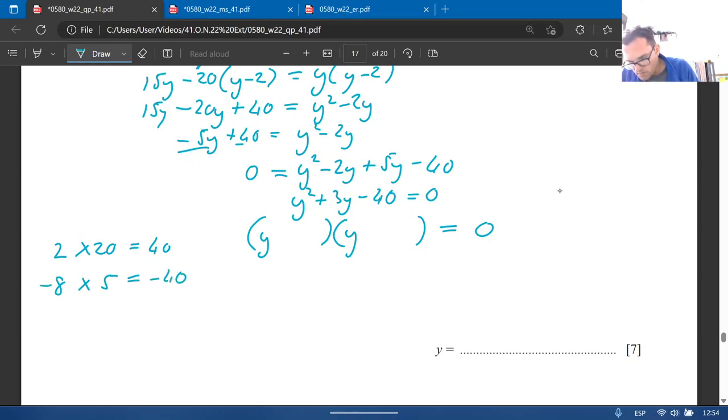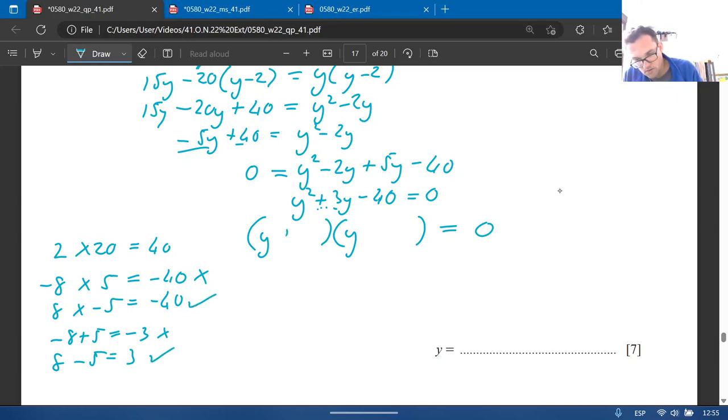Do notice a negative 40. So that means one of them has to be negative. When we add it together, we need to get plus 3y. Now, of course, minus 8 plus 5 gives me minus 3. So that's not going to work. But this one, 8 plus minus 5, that's 3. That's going to work. So there we go. y plus 8, no, yes, y minus 5. Almost there.